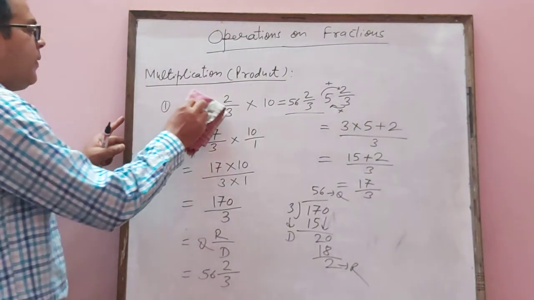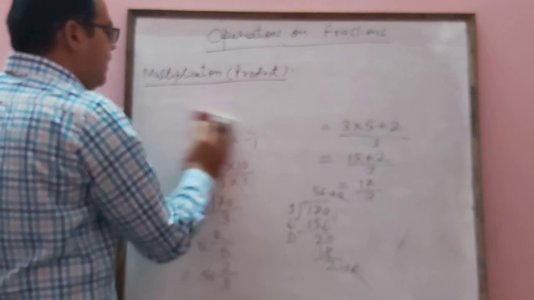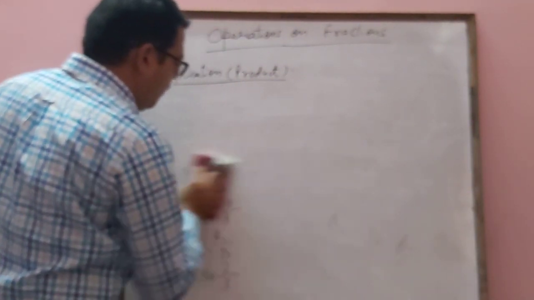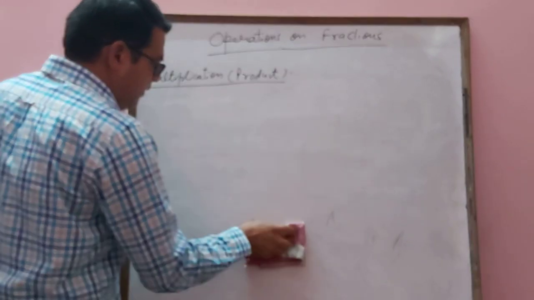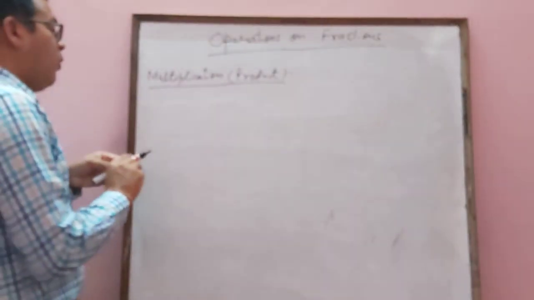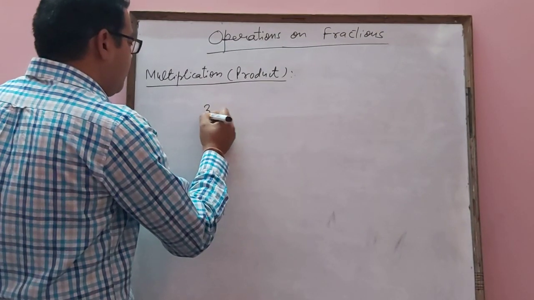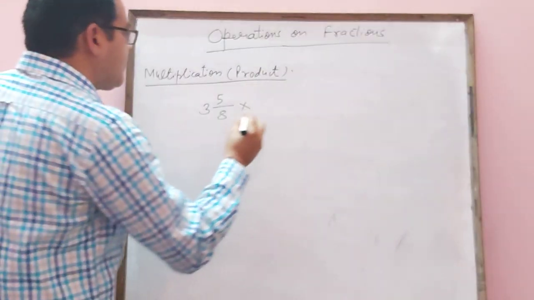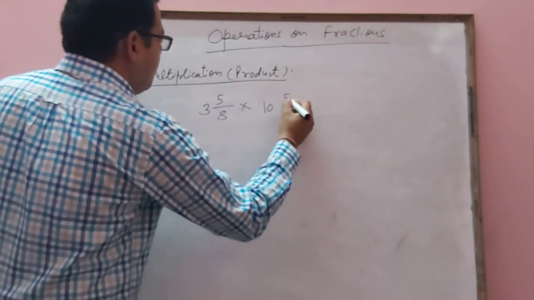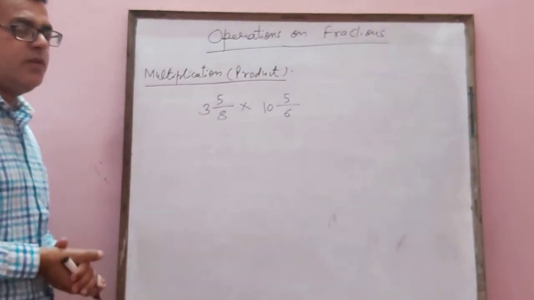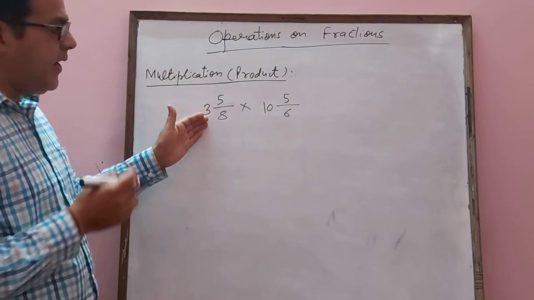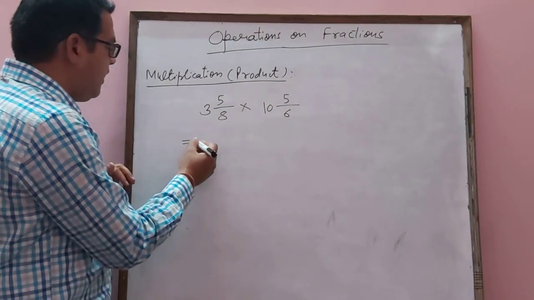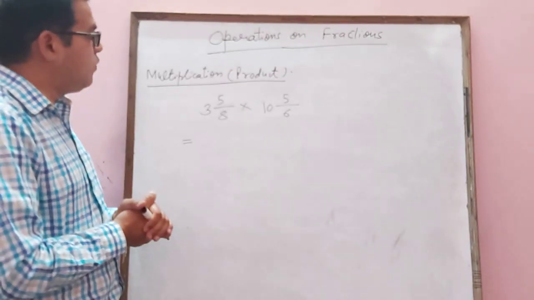One more example I am taking here to make you understand how we can multiply, right? This time I am taking mixed fractions. Two mixed fractions I am going to multiply: 3 whole 5 by 8 and 10 whole 5 by 6, and we need to multiply these two fractions.